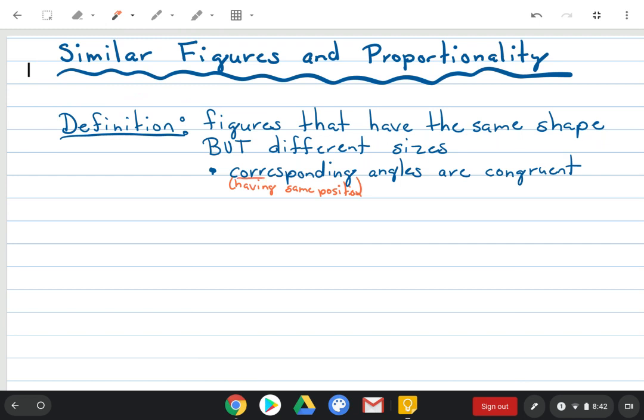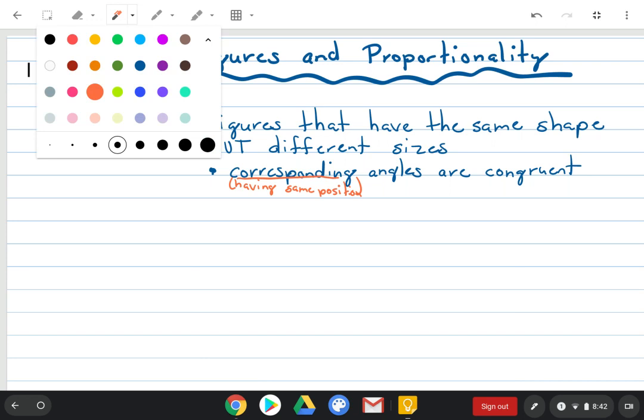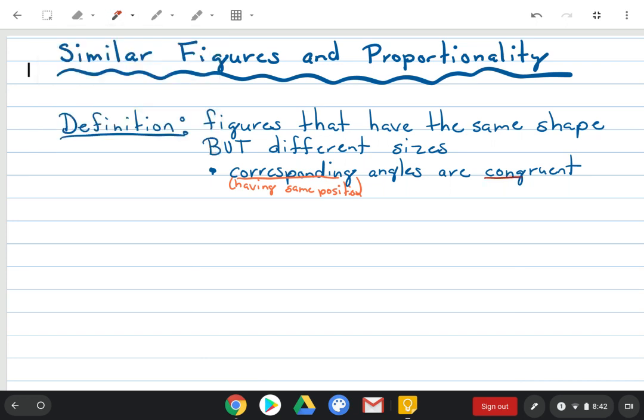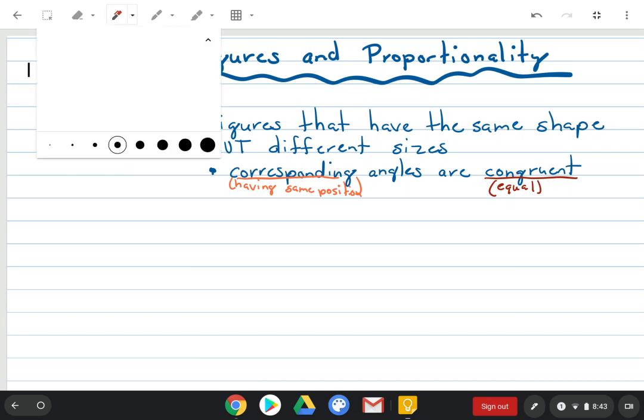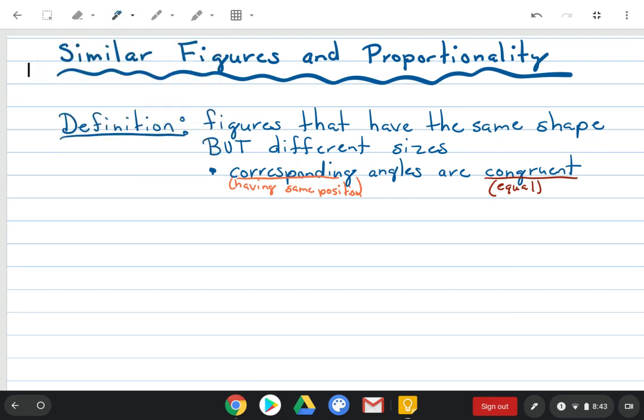That's what corresponding means. And then some of you might not know what congruent means. You can think of the word congruent as just being equal. So when I'm telling you that corresponding angles are congruent, I'm telling you that angles that have the same position in similar shapes have equal measures. That's what I'm saying. Okay, so that's the first characteristic that we need to remember.